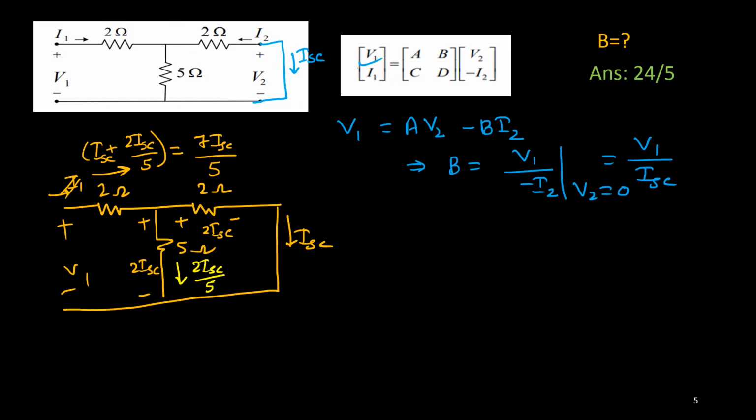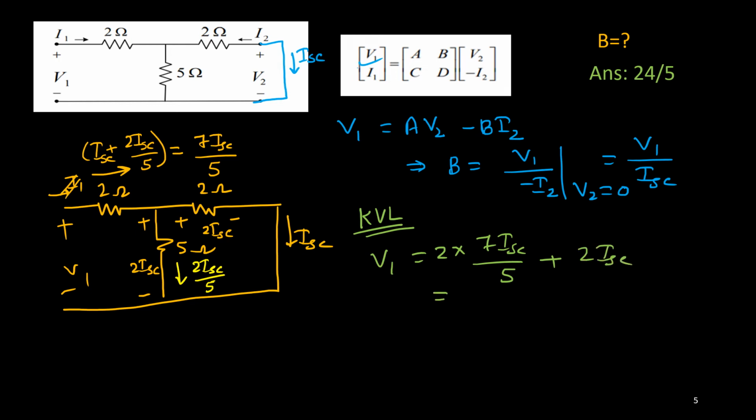Okay. So now I can take KVL. I can take KVL here. So what is V1? Potential drop across 2 ohm plus this potential drop. Okay. So this potential drop across this 2 ohm is 2 times this current, 7 ISC upon 5, plus this voltage is 2 into ISC. Okay. So can I write KVL? So if I use KVL, V1 equals 2 times that current, 7 times ISC by 5, plus the voltage across this 5 ohm resistance is 2 times ISC.